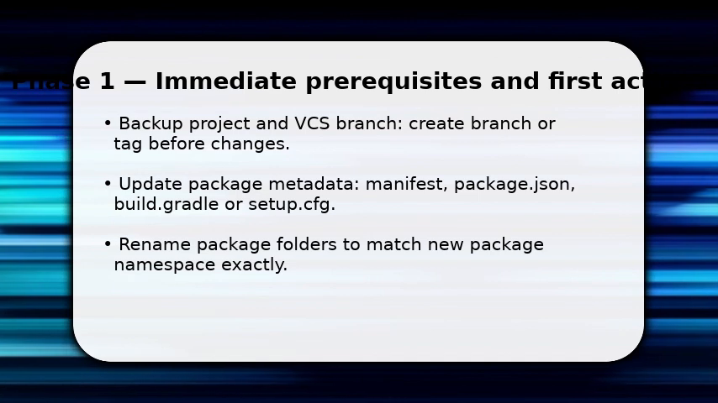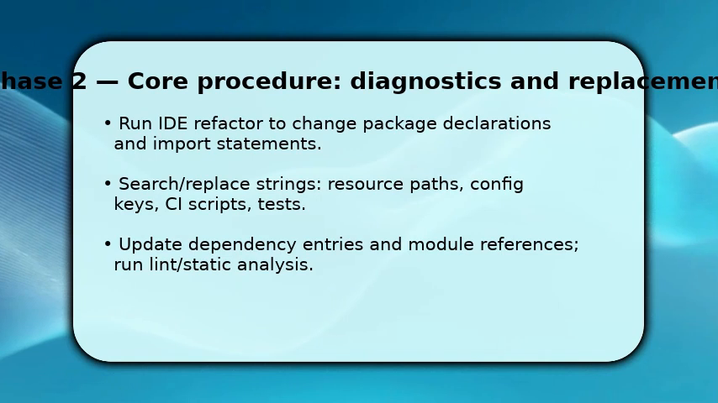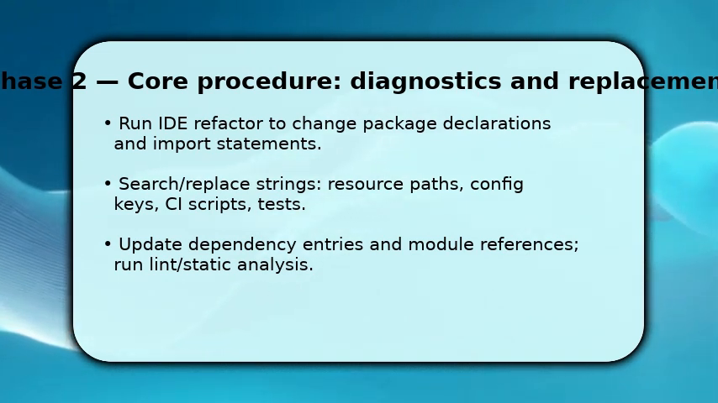Make sure to save and commit each small change, so your IDE and build system pick up the new structure immediately. Next, use your IDE's refactor tool to update package declarations and imports so code compiles. This preserves references safely. Then perform targeted search and replace for resource paths, config keys, CI scripts, and tests that reference the old package name, because those textual references won't auto-update.